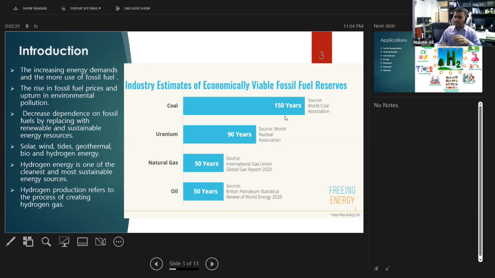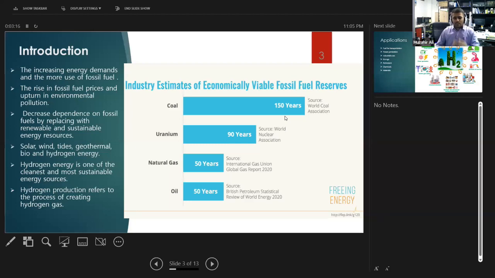Because of the heavy use of these fossil fuels, we have only limited reserves. For example, we have only 150 years of reserves of coal, which is very limited. Similarly, we have only 90 years of reserves of uranium, and for natural gas and oil, only 50 years. So how will we fill our energy demands after 50 years or after 90 years? Is there any solution or alternative to this problem?